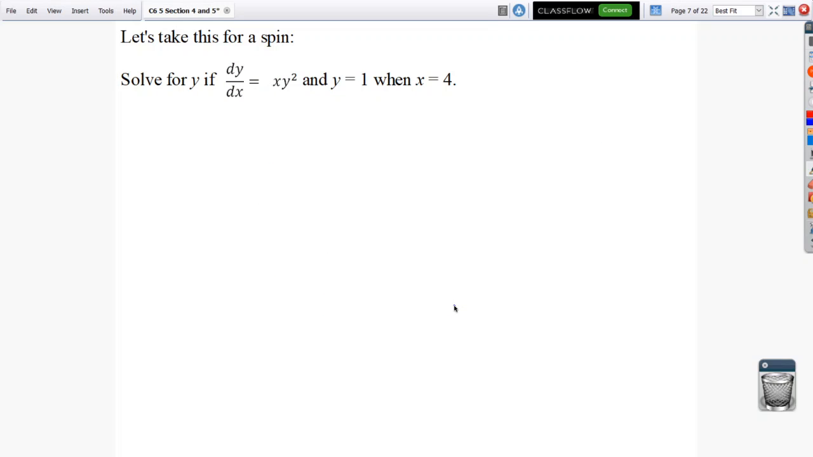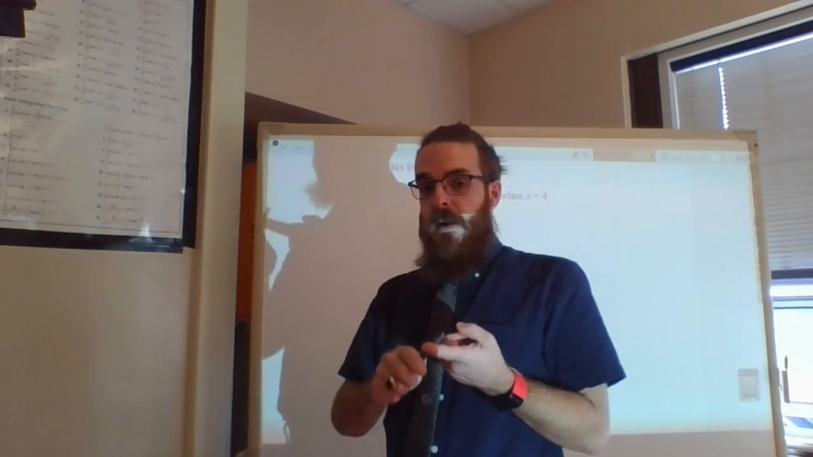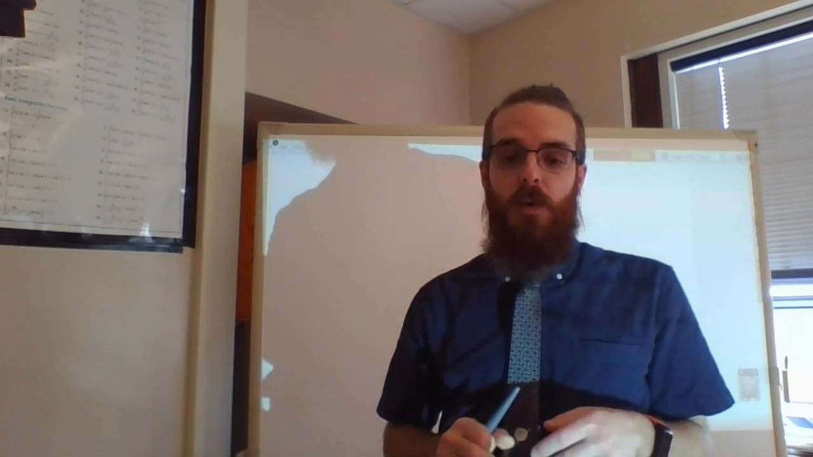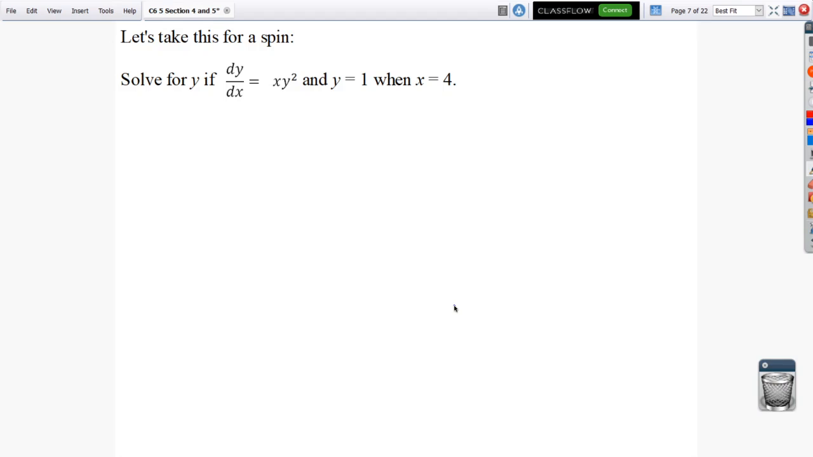Here we go. Let's take this for a spin. Now it is important to do these in the correct order. The correct order that you want to do: separate the variables, integrate, solve for c, and then solve for y. All right? So looking up here, we've got dy dx is equal to xy squared. So we start with dy dx is equal to xy squared.